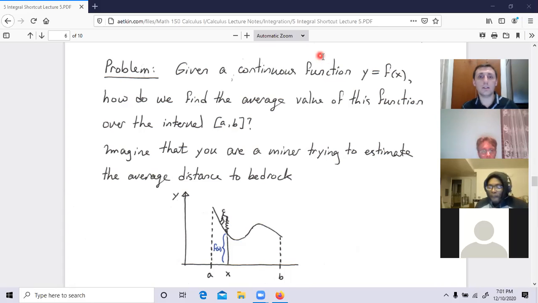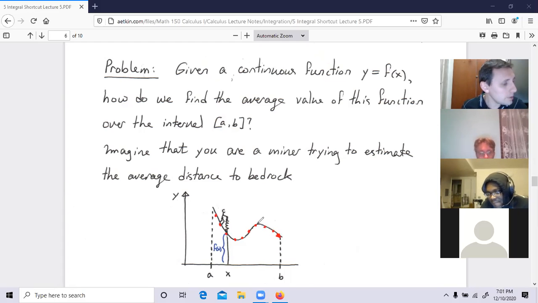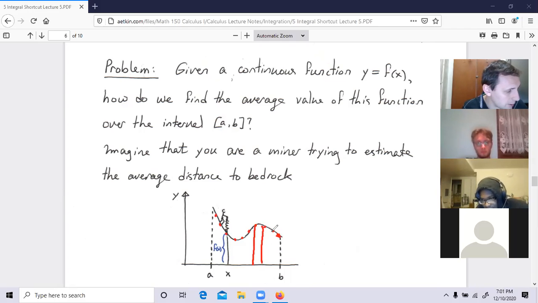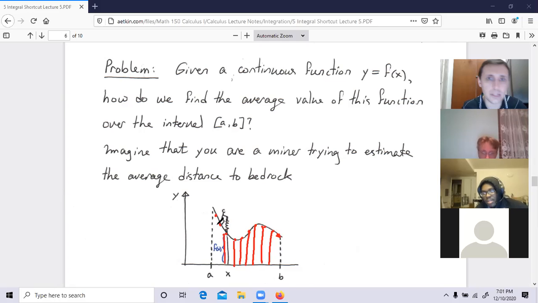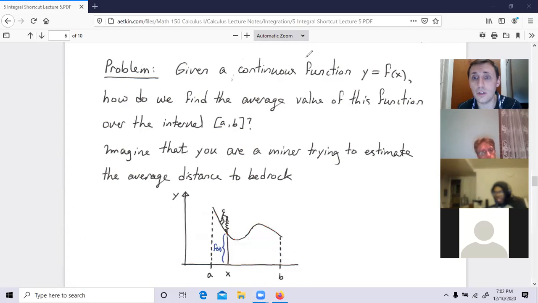Well, why not sample points along the way, right? Take this point and maybe this point and maybe this point, and so on, until maybe b is the last point here. So you see that I have lots of line segments that I can add up their lengths. They are all equidistant on the x-axis. And I add their lengths and divide by the total number of segments that I've added. You understand what I'm saying, guys?